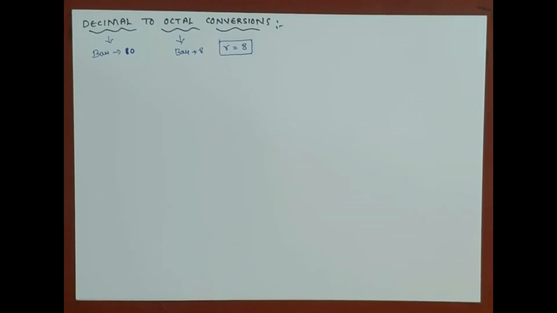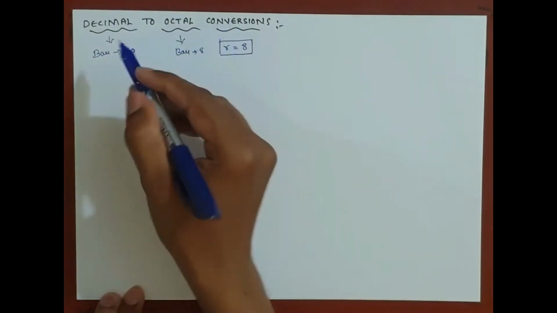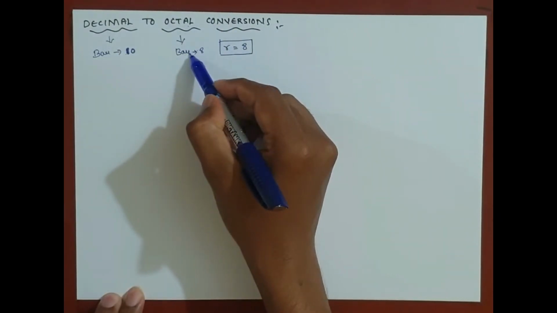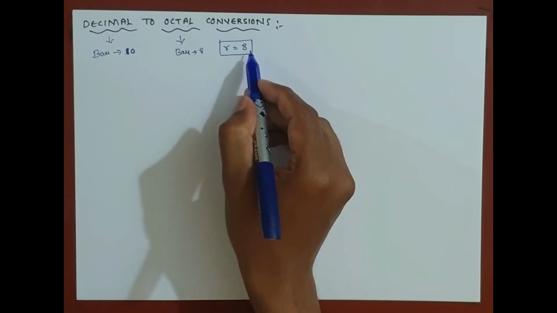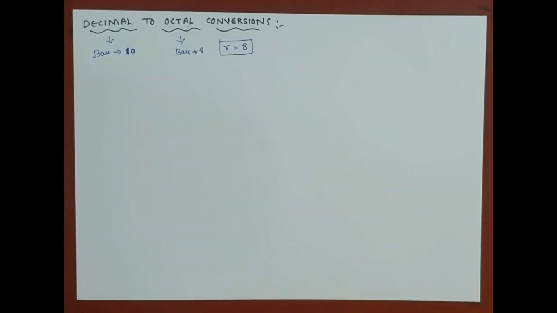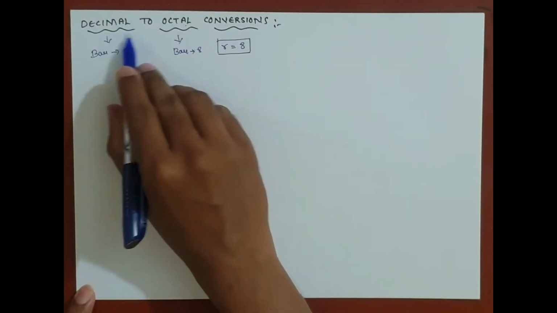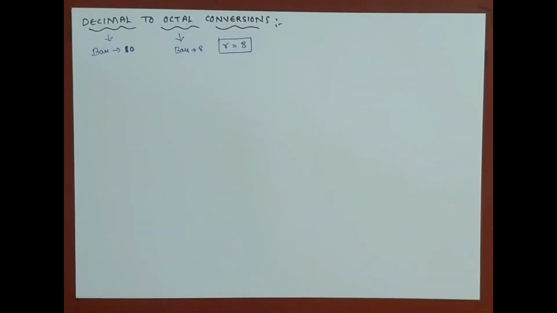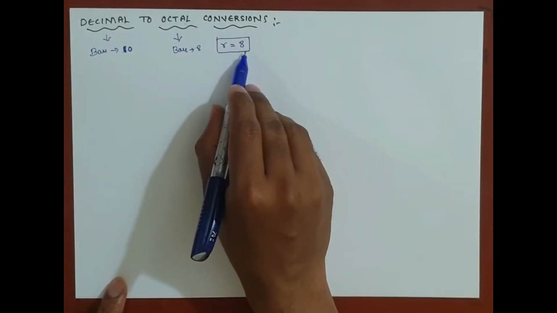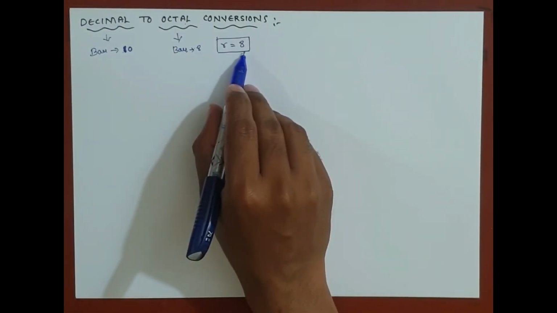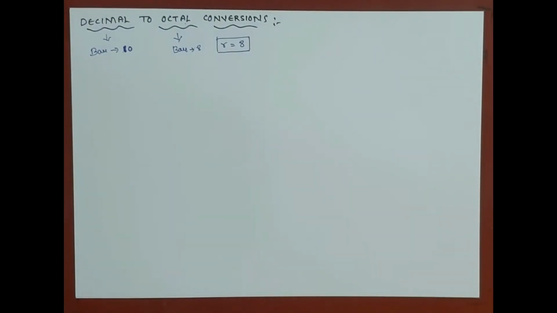Next type of conversion is decimal to octal conversion. Here the base is 10, here the base is 8, hence the value of R is 8. In case of decimal to binary conversion, we have to divide by 2 for integer part and multiply by 2 for fractional part, and finally we need to find the remainders. Even here, in case of decimal to octal conversion, we have to follow the same procedure, but here the value of R should be 8. It means we have to divide by 8 for integer part and multiply by 8 for fractional part, and finally we have to find the remainders.